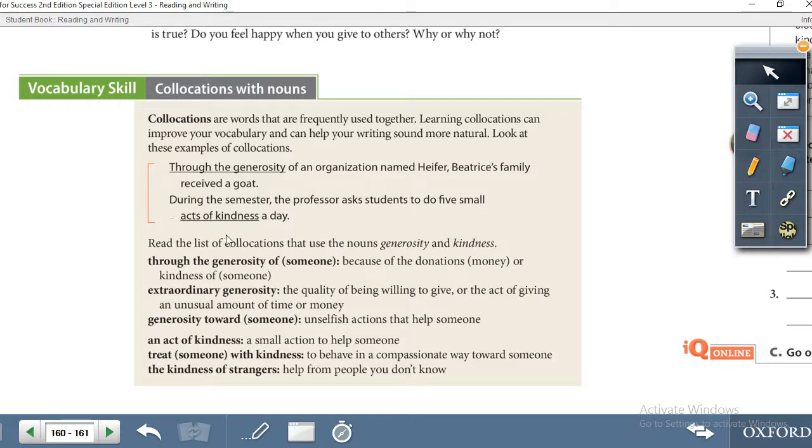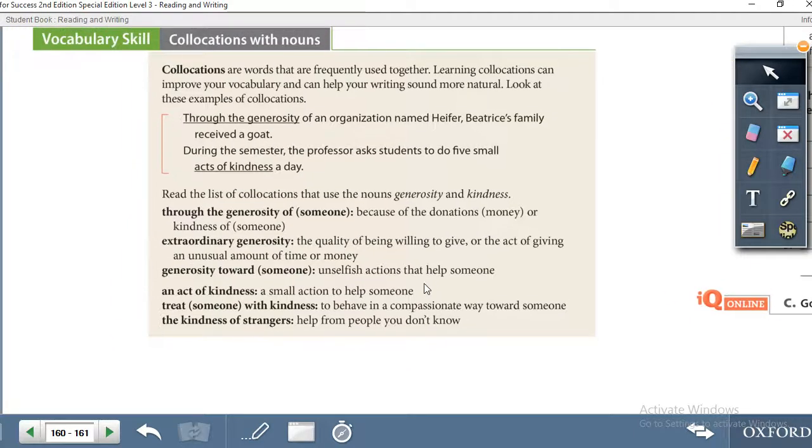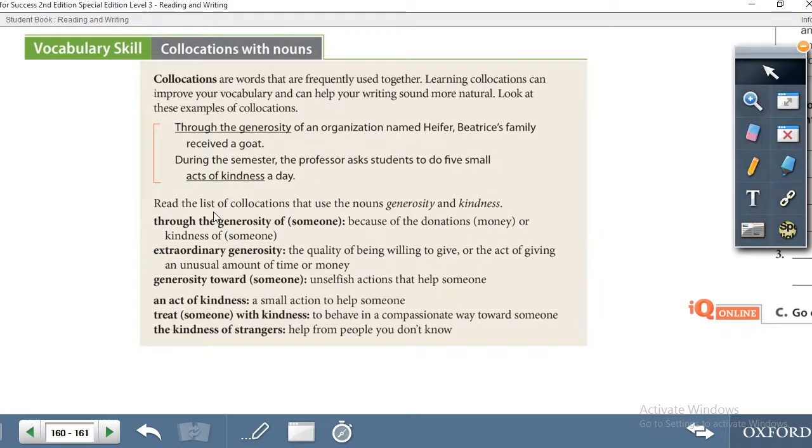The second example, during the semester, the professor asked the students to do 5 small acts of kindness a day. So in both the examples, the first collocation, through the generosity. In the second example, the collocation is acts of kindness. Below that it says, read the list of collocations that use the nouns generosity and kindness.